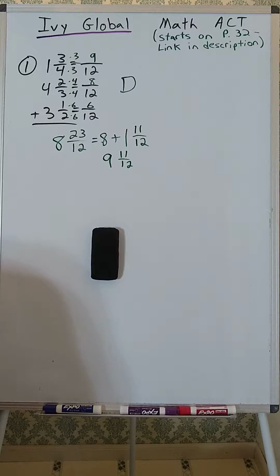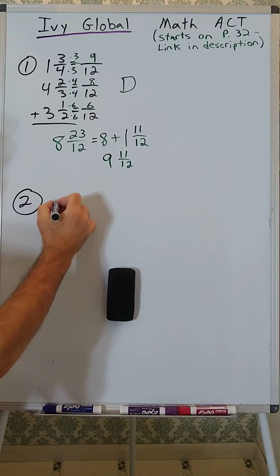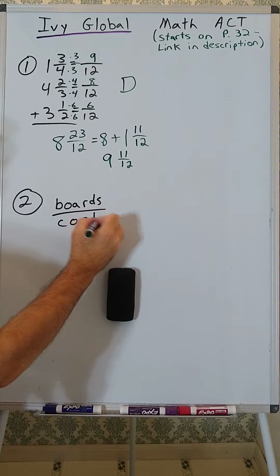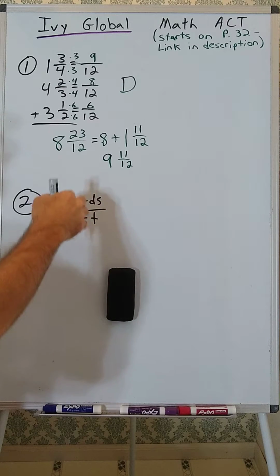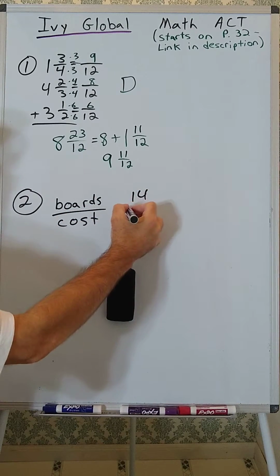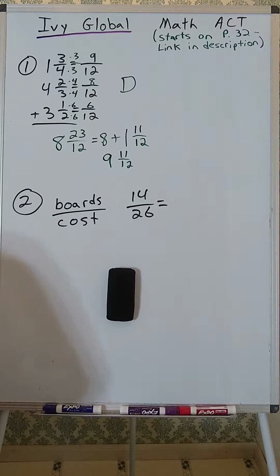All right, number 2 says 14 boards cost $26. How many boards can be purchased for $6? Well, the idea here is proportional thinking. Let's see. I'm comparing boards to cost, and which one I put in the numerator or denominator doesn't matter, but I'm writing this down so I do this consistently. So it says 14 boards cost $26, and it's asking me how many boards can I get for $6?